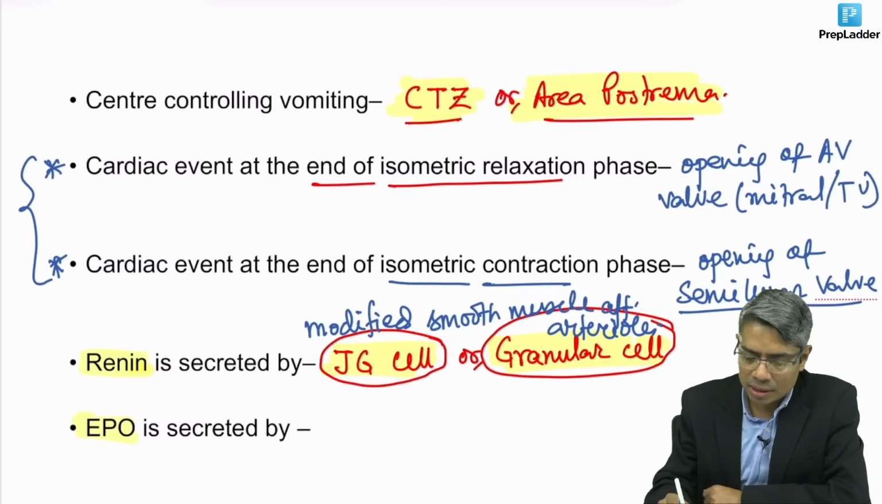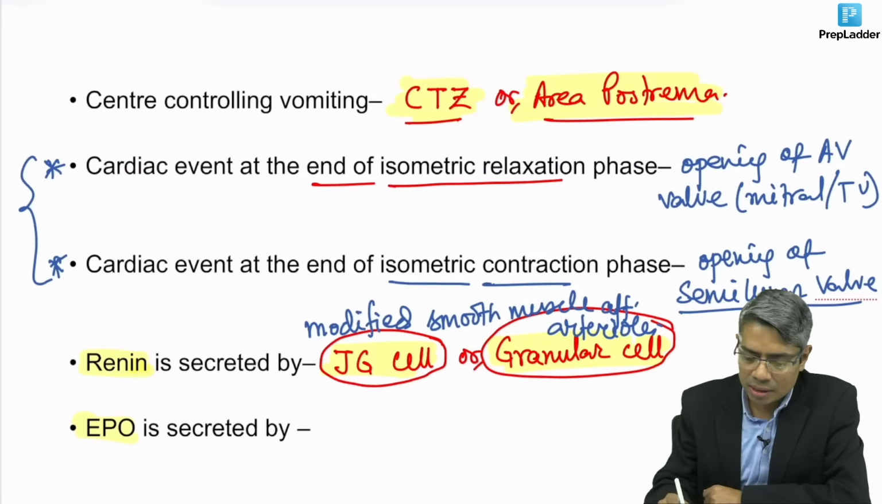Okay, number one stimulus, the most important stimulus if I ask you. Very good. Lowering of the blood pressure is the most important stimulus. Hypovolemia can also be there, but hypovolemia in turn will cause hypotension, and hypotension is the direct stimulus for secretion of the renin, decreased blood pressure, right.